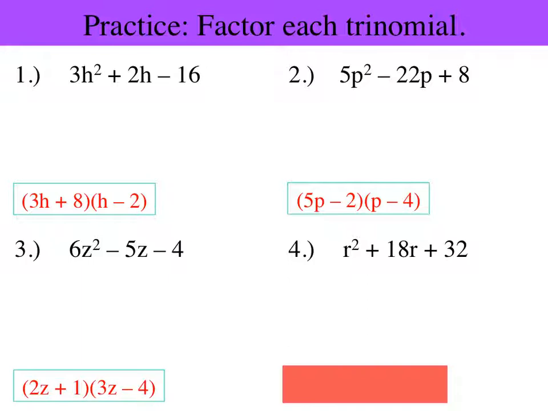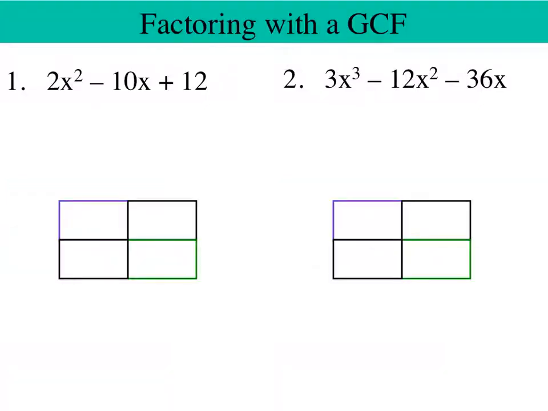The third one should have ended up being 2z plus 1 times 3z minus 4. And your last one, a, was actually 1, so that was easy. It should have been r plus 16 and r plus 2.